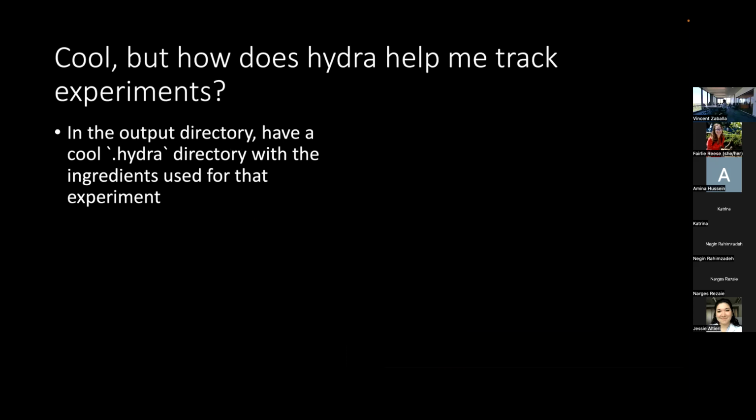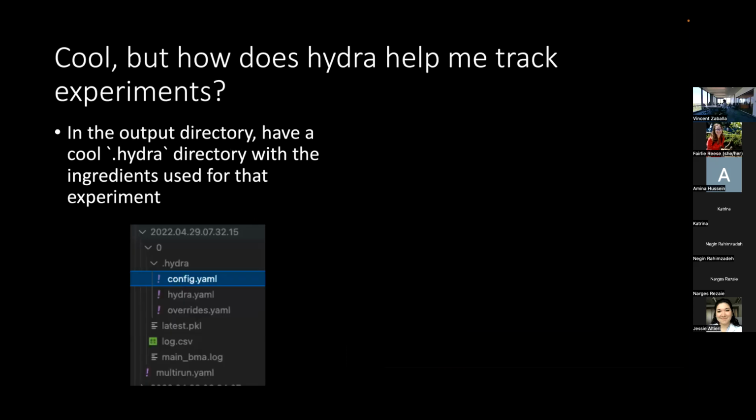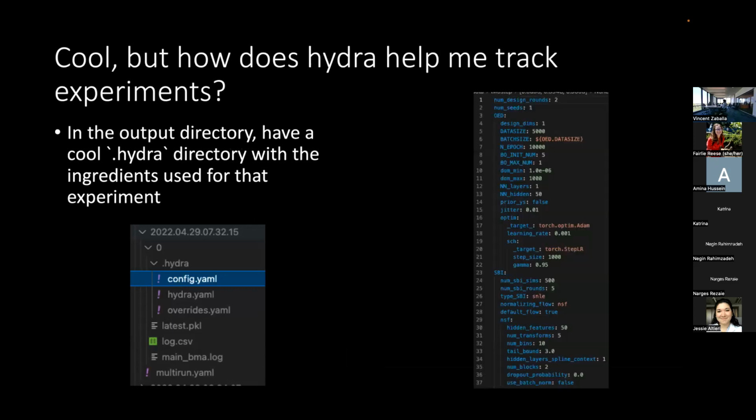Really briefly, in the output directory, you have a .hydra hidden directory that has the ingredients you used for that experiment. So like one recent one that I did, April 29th, 7:32 in the morning. That experiment has the config.yaml, which is what I used. And so you can see it up here nice and clean: this is what I did that day. I don't have to guess what this arcane file name or directory structure is.